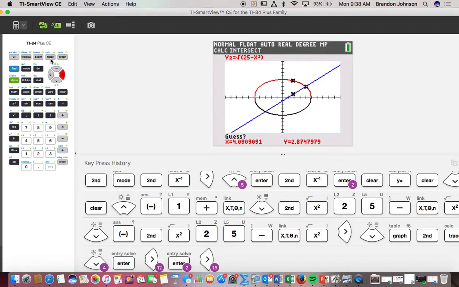Okay. It doesn't really matter in terms of where these are at, as long as you identify which is the first and second curve. Okay? So once I press enter there, I have my intersection of 4, 3.